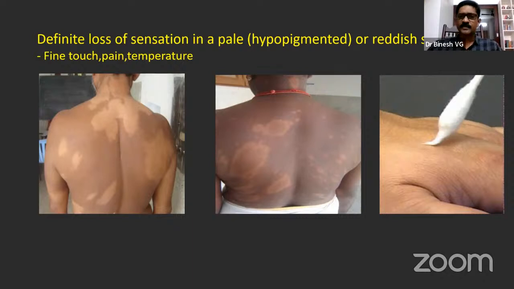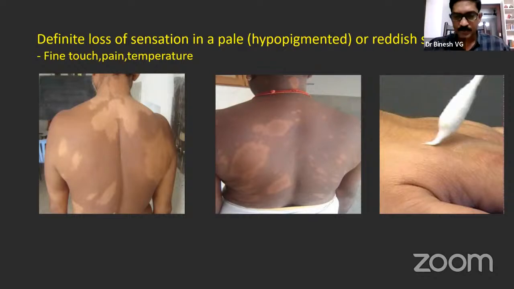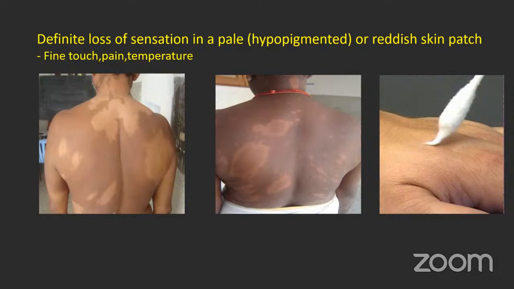Can you come closer to the mic by any method? Is it possible? So now, is it okay now? Yeah, it will be better. You can try. Continue. Okay.